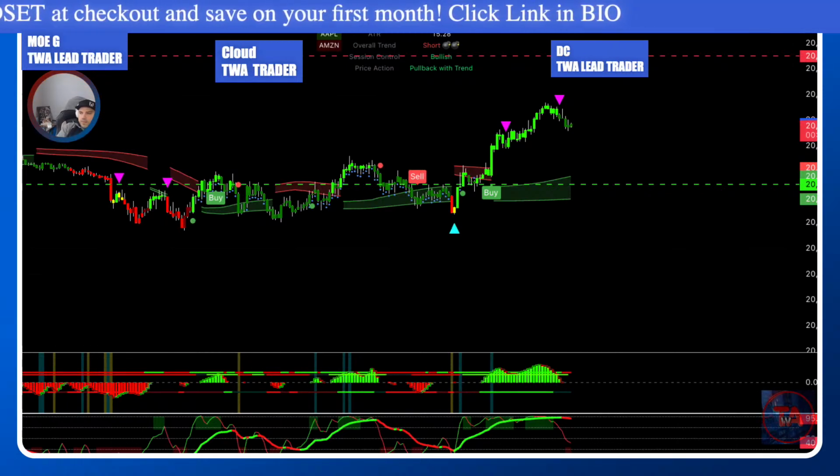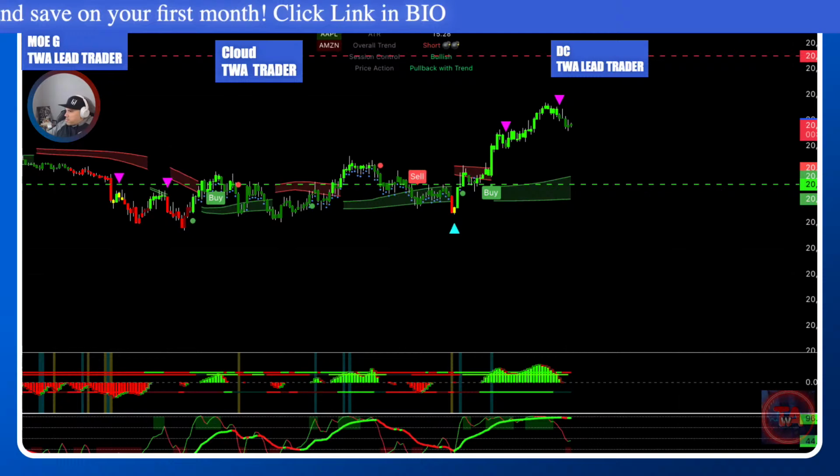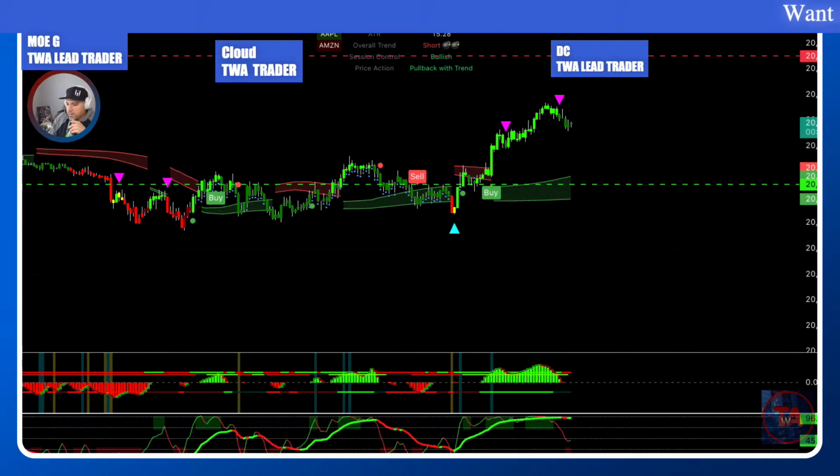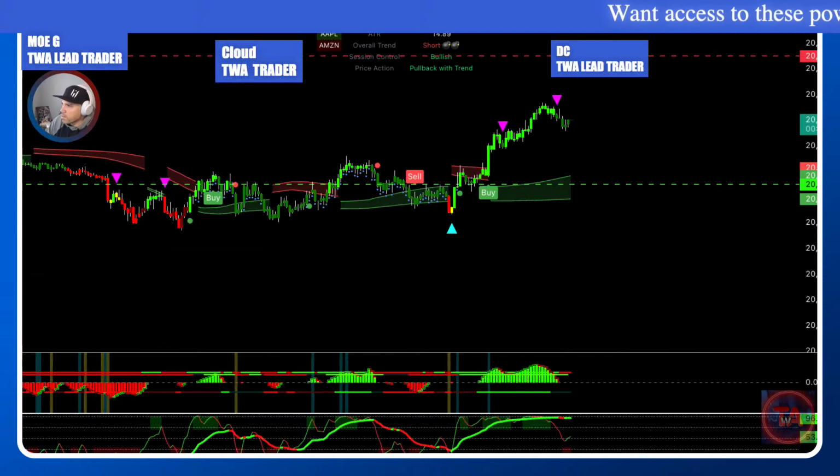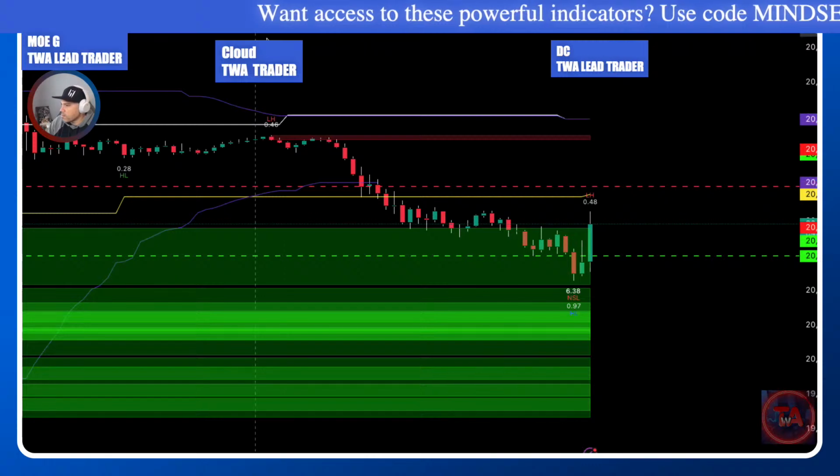Will we come back down to the money zone? Let's see if it wants to do that, or will it find support? Let's look at the market structure, see what's happening here.